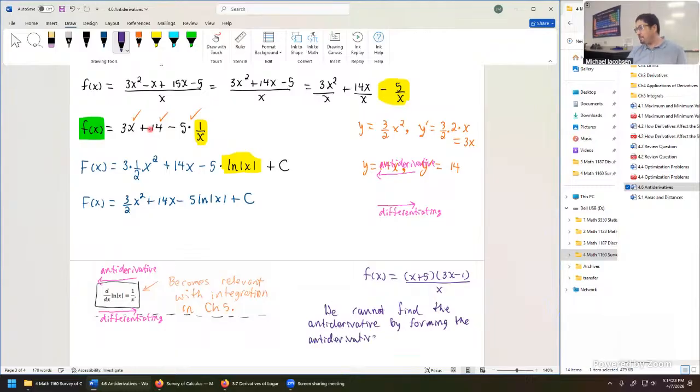It's a long word when you think about it. By forming the antiderivative of x plus 5, 3x minus 1, and x, we really have to take the original function and write it down in this form to get a clean antiderivative to come out.